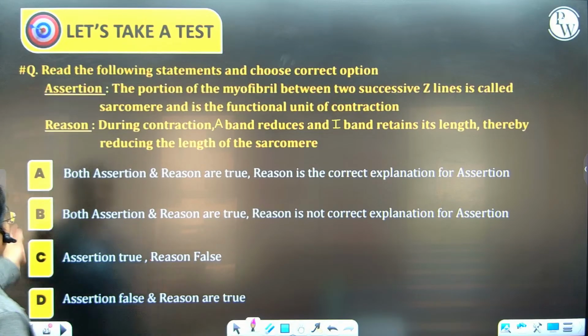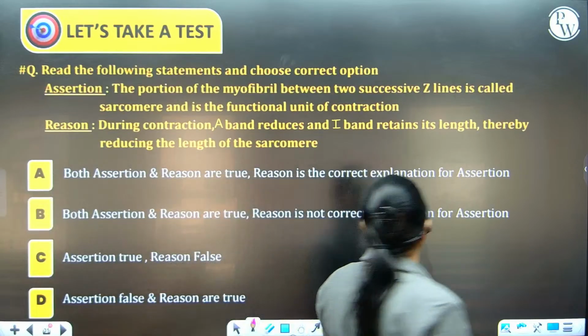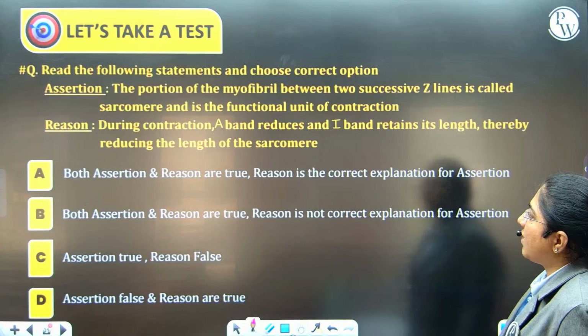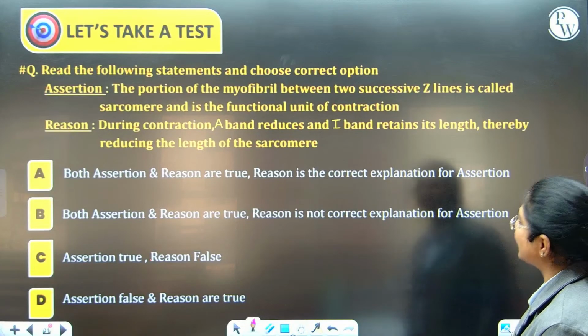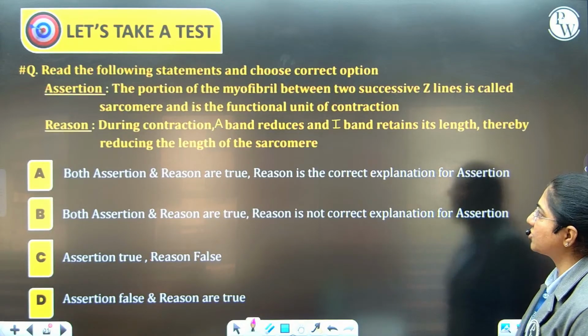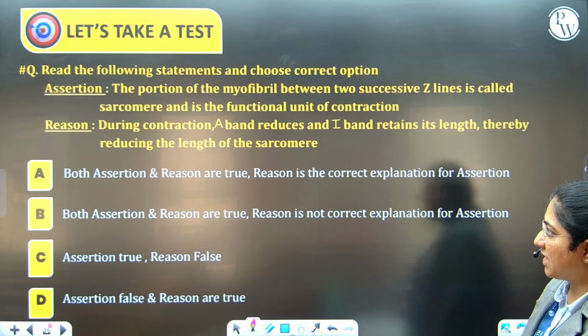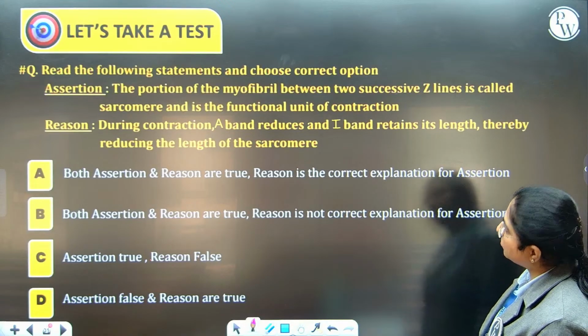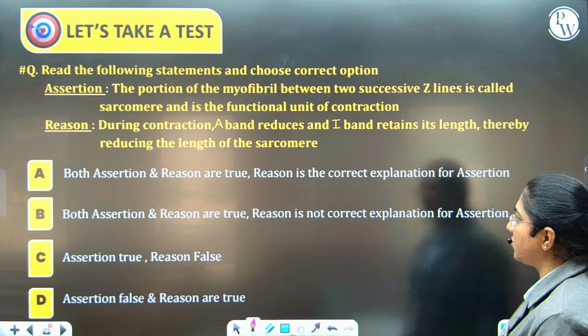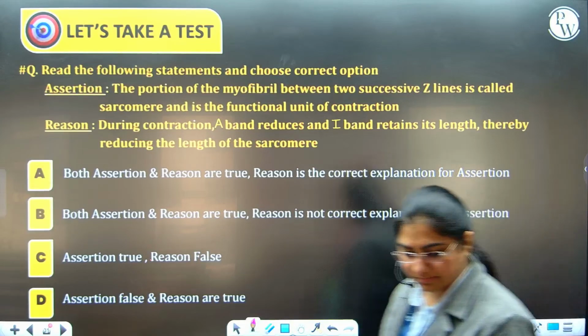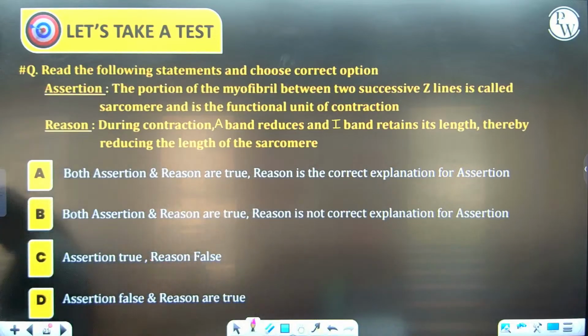Now, quickly, the second question. Assertion, reason, one of your favorite types of questions. The portion of myofibril between 2 successive Z lines is called sarcomere and is the functional unit of contraction. Reason: during muscle contraction, A band reduces, I band retains its length, thereby reducing the length of sarcomere. Quickly.